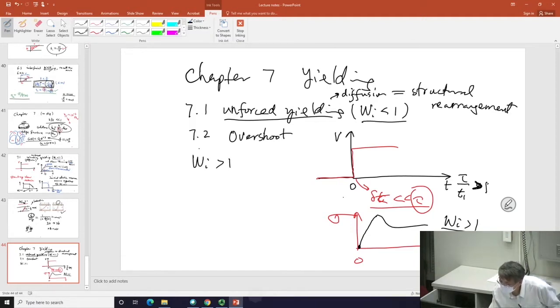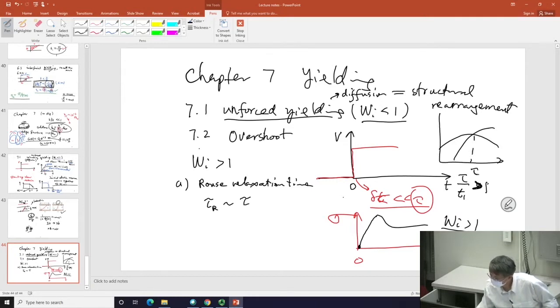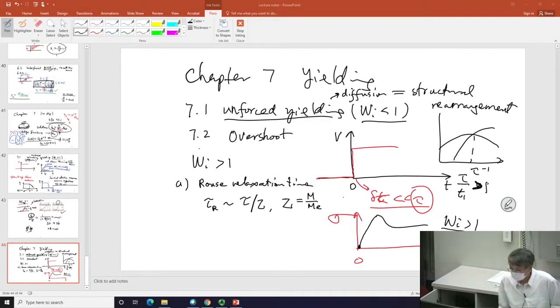When it's larger than one, there were still two regions. One is all determined by something called Rouse relaxation time. If you like, you can go very carefully to chapter two, where there is a discussion about it. Roughly speaking, this Rouse relaxation time is related to the terminal relaxation time that we can get from measurement. Basically it's this number divided by Z. Remember, Z is the number of entanglements per chain. So this much is all you need to know.